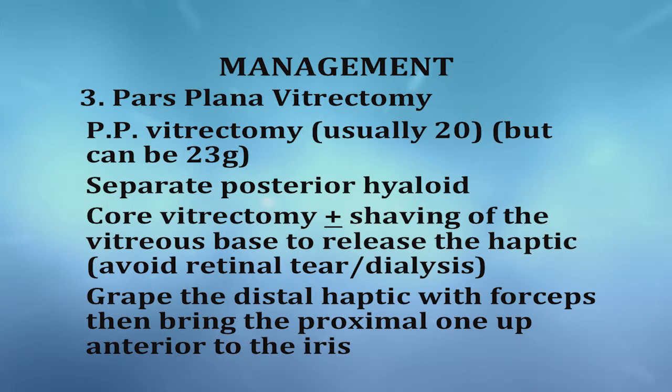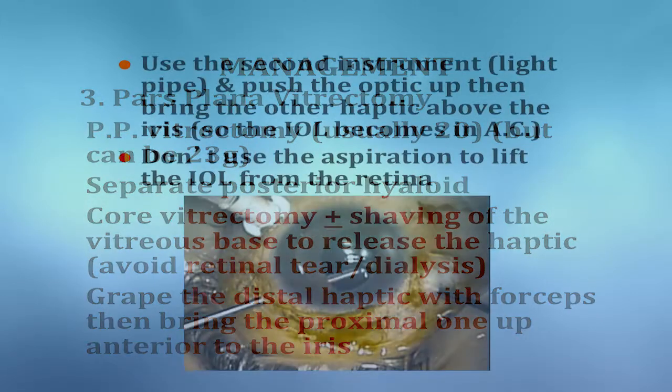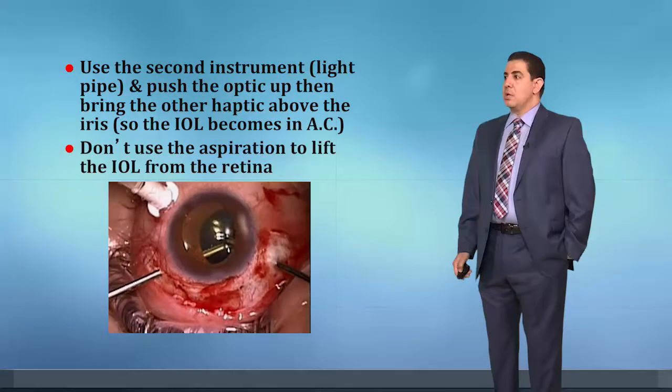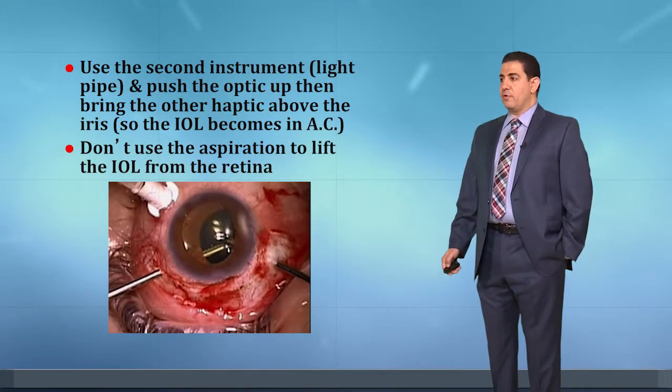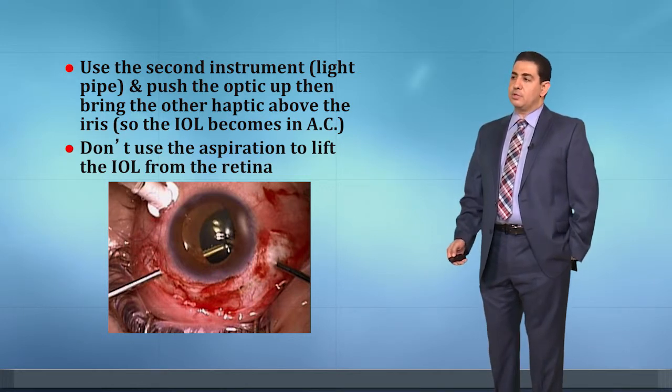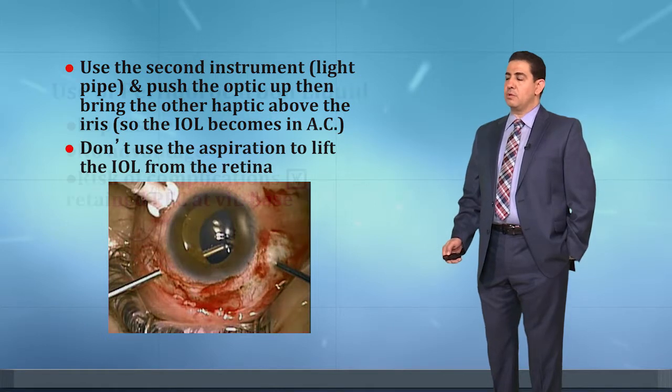Then we grab the distal haptic with forceps, then bring the proximal one anterior to the iris. Then you use a secondary instrument, it could be the light pipe, and push the haptic up to bring it into the anterior chamber. So the whole IOL will be in the anterior chamber, as we see in this picture. Don't use aspiration to lift the IOL from the retina, because it will fall down and may cause retinal hemorrhage or other retinal complications, retinal trauma, and the like.